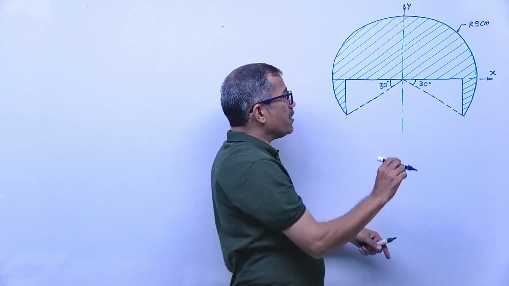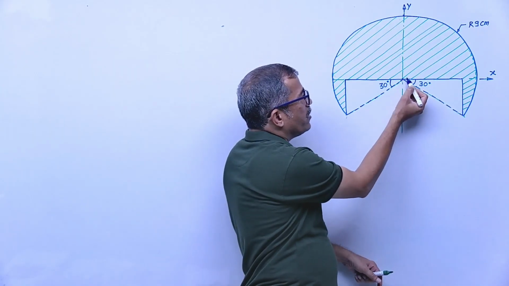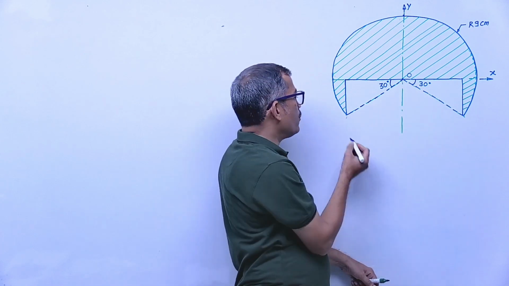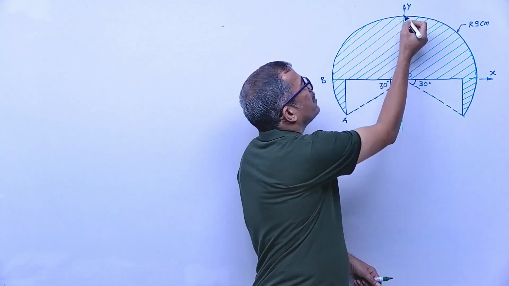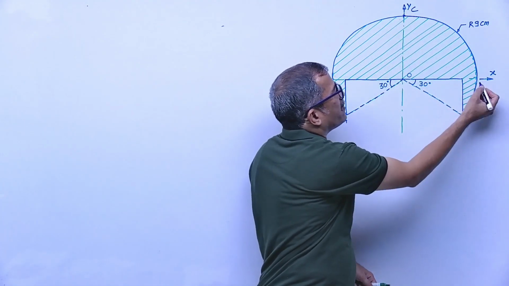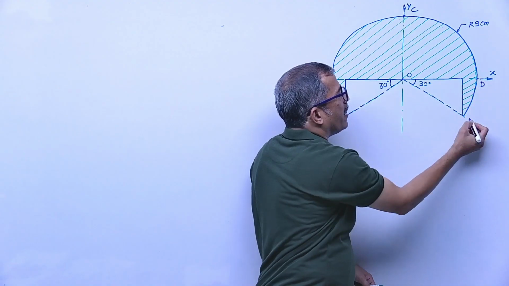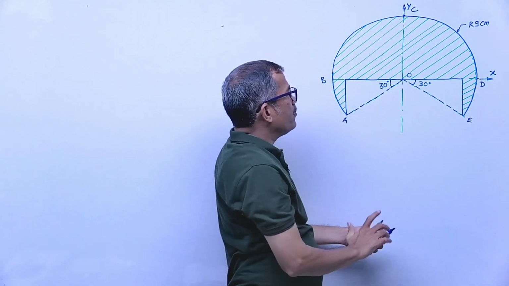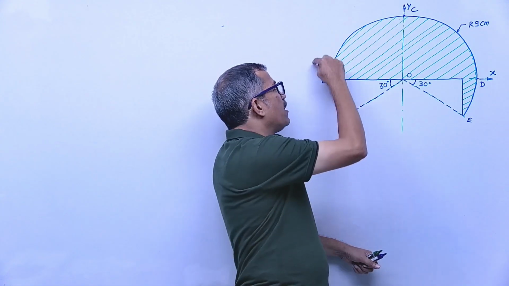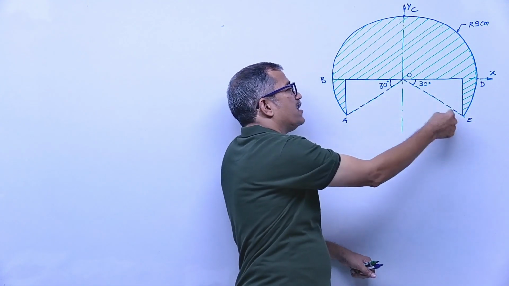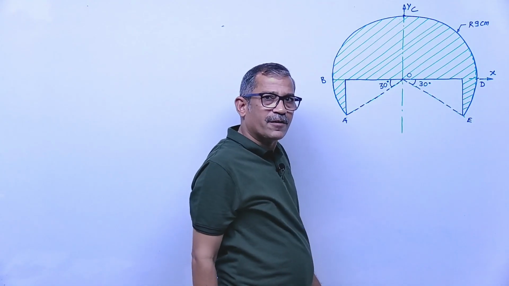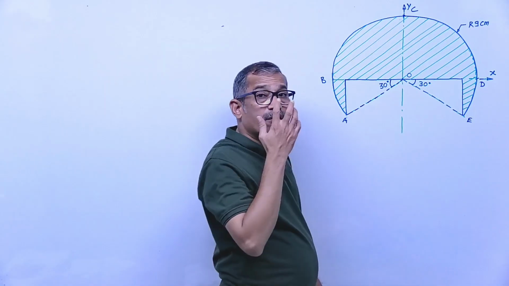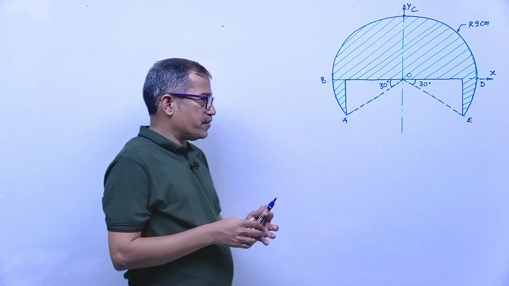See here, I'll give some names. See carefully. This point is O. This point is again O. Say this point is A. This point is B. This point is C. These points are D and E. So this is O A B C D E O. Is this a sector? Yes, 100%. This is a sector. Sector means what? A cut portion of a circle.